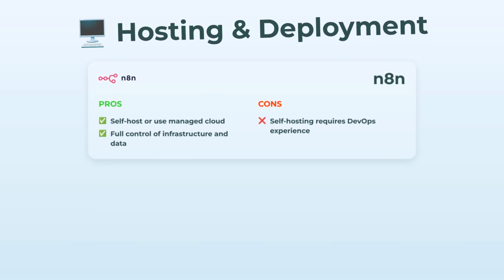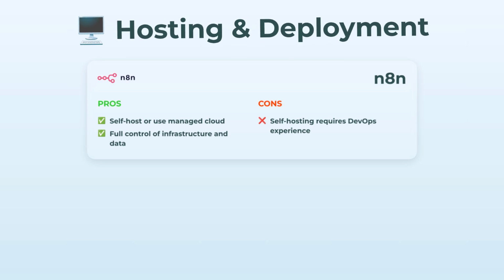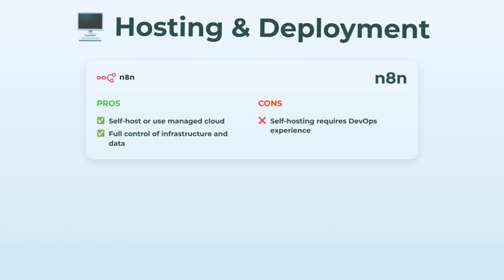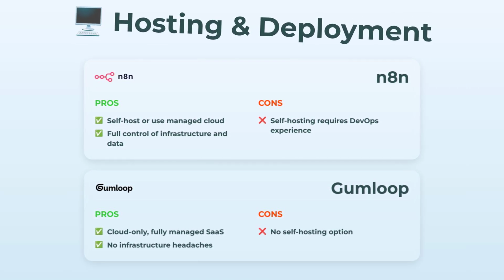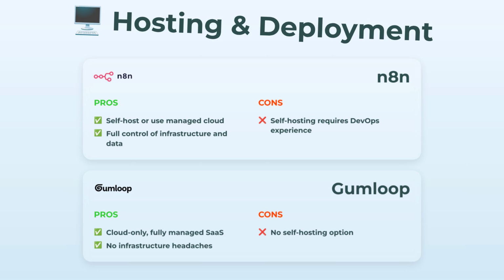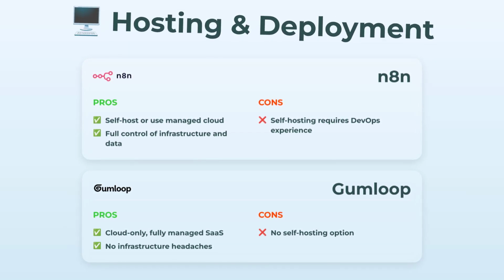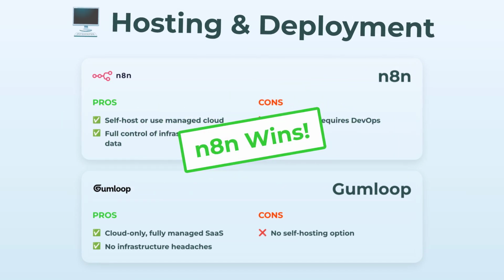n8n shines with self-hosting or cloud, so if you want your stuff locked down and on your own servers, full control, you're covered. Of course, with great power comes the need for DevOps skills, so yeah, you might need a techie around. Gumloop says, forget all that, just use our cloud. It's fully managed SaaS, no messing with infrastructure, which is super chill for non-tech companies. But you can't self-host, and that's a deal-breaker for some. For max control, n8n wins here.